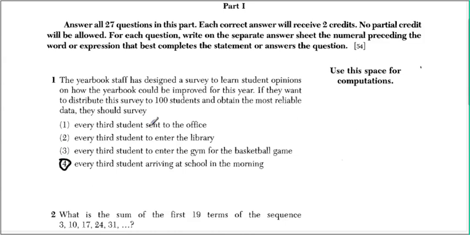Getting sent to the office, you're only going to get a certain type of kid. Going to the library, you're only going to get a certain type of kid. Every third student in the gym during a basketball game, again, certain type of kid.